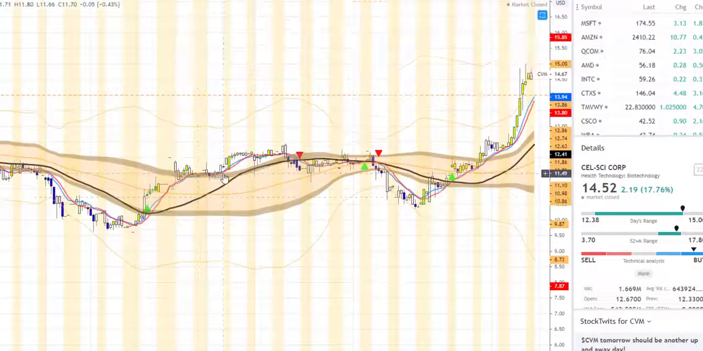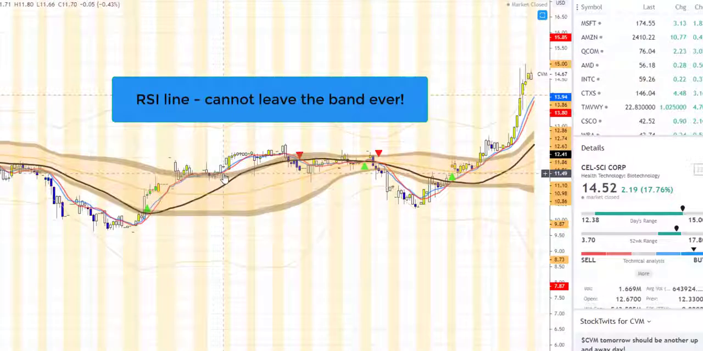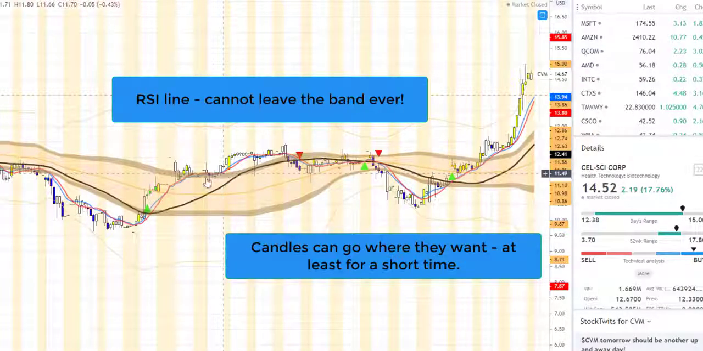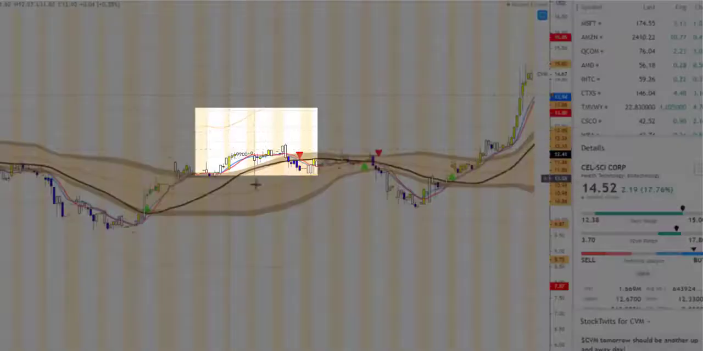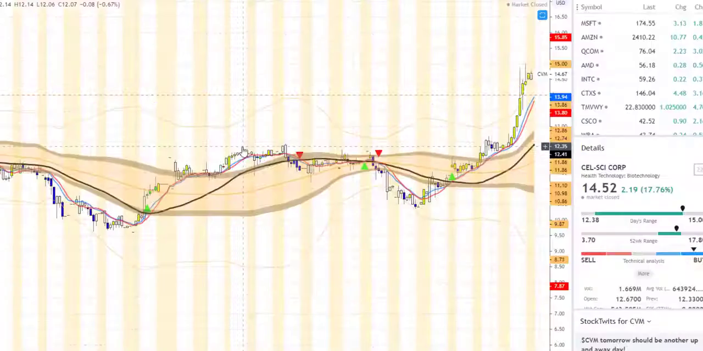The RSI has to stay within the band, but the candles do not. They can be rebels and break free for a short amount of time. Well, as you can see, they can actually go up. It's very light, I can make it darker, but there's a 2 deviations line. It's another 1 step, 2 steps up.